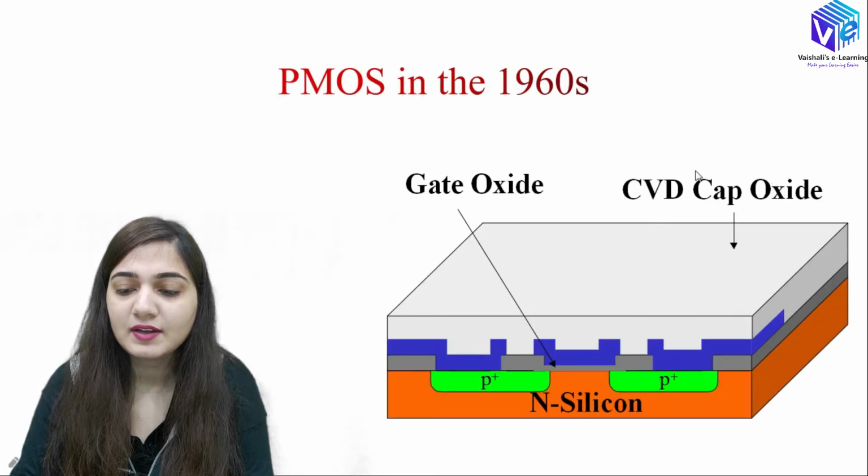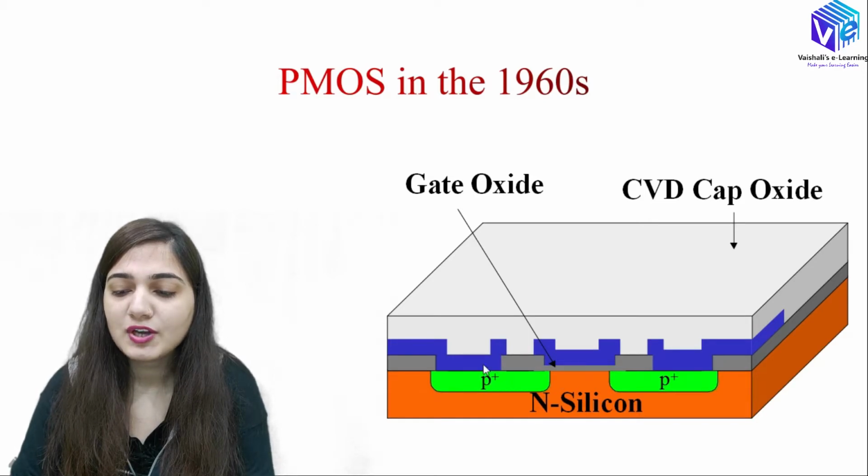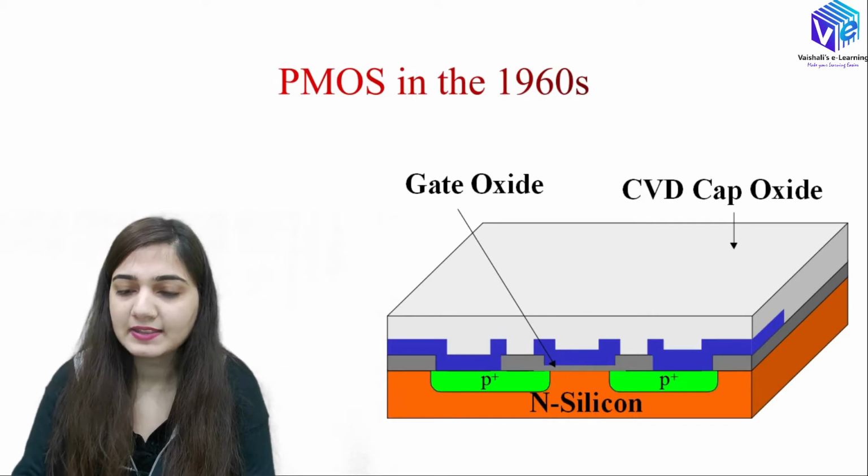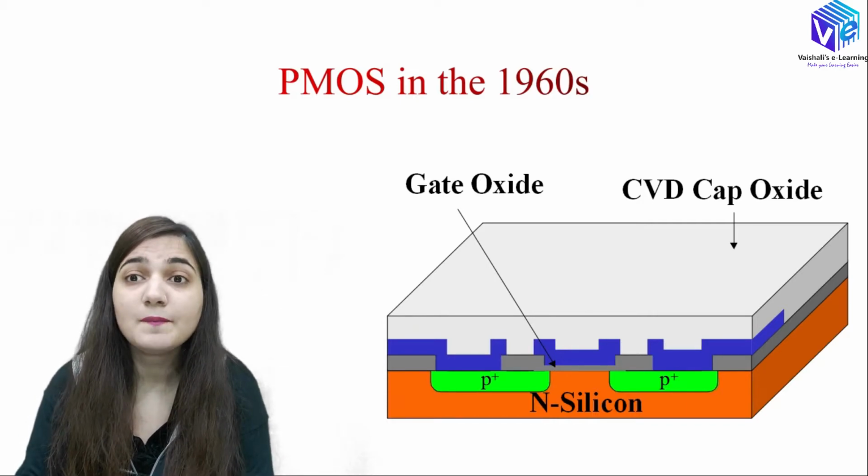You can see in the figure, this is my N type of silicon. Here we have P types of doped region which are formed with the help of diffusion process. Okay, this is my gate oxide. This is a thin oxide that I have. Okay, and after the metallization, we will be having the chemical vapor deposition of the oxide. So this is a simple product that we had in the 1960s. Okay, so it was the PMOS.